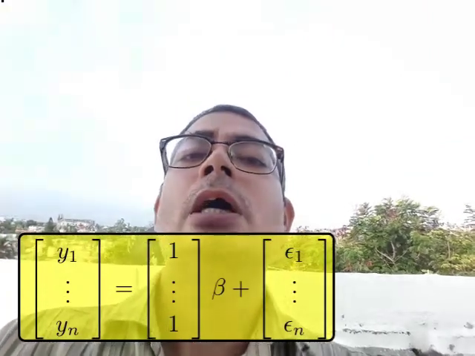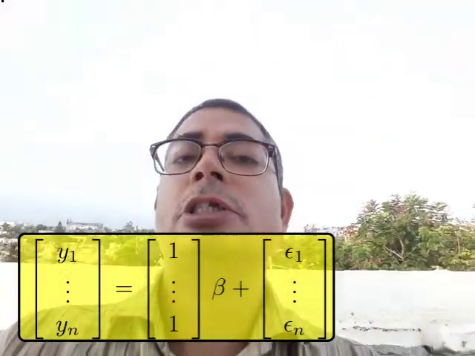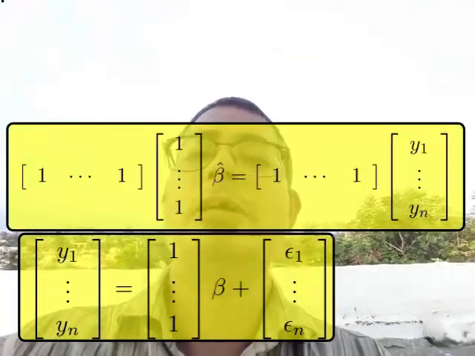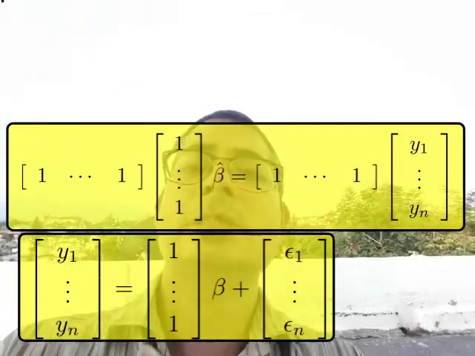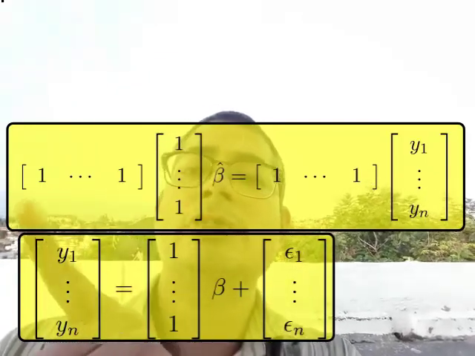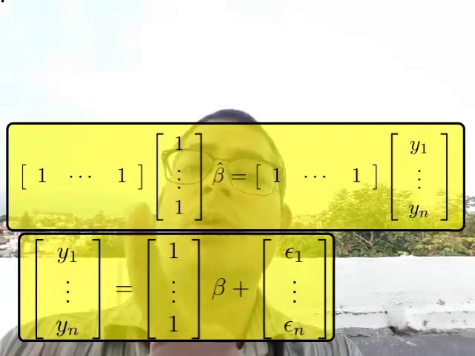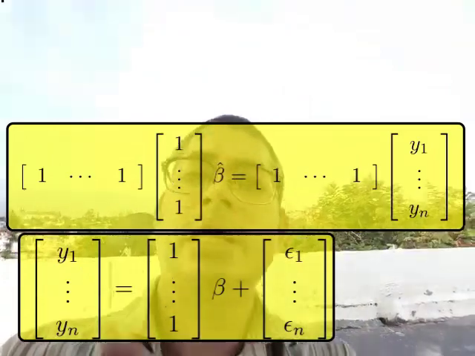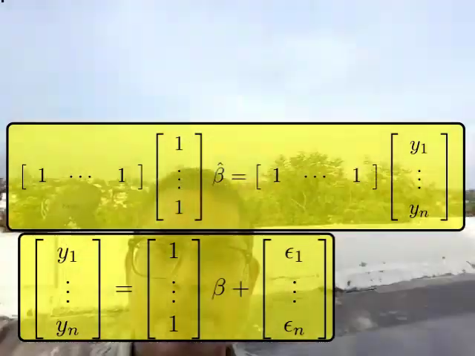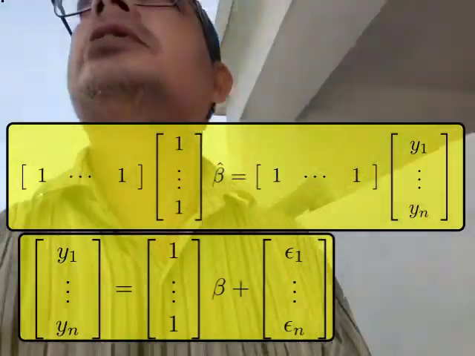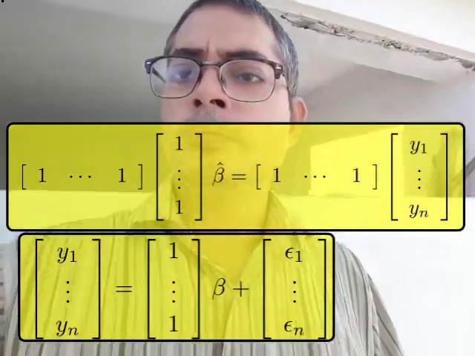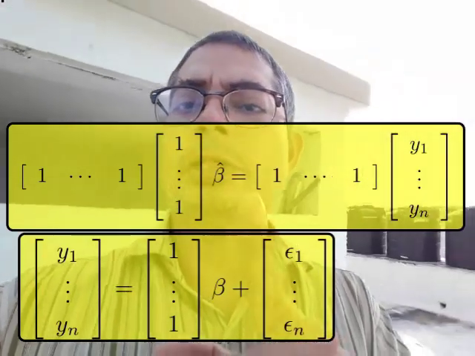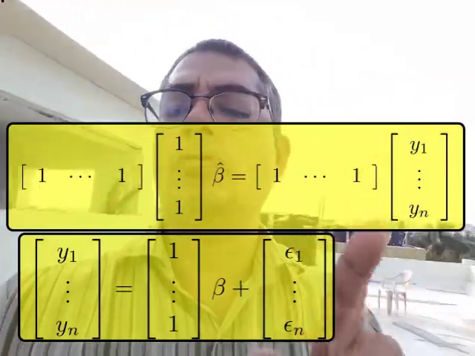It will be x transpose x beta equal to x transpose y, which in our case will turn out to be, x being just this vector of all ones, so x transpose is nothing but all these ones lying horizontally. Then this is x, so that is x transpose x, followed by this beta. So x transpose x beta is nothing but 1, 1, 1, 1 times the column of ones times beta, and then again x transpose is another row of ones, times y1 to yn.